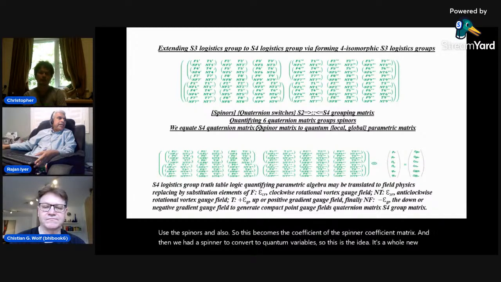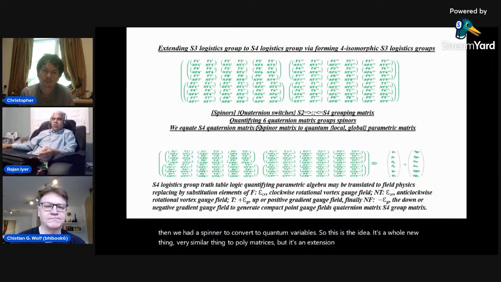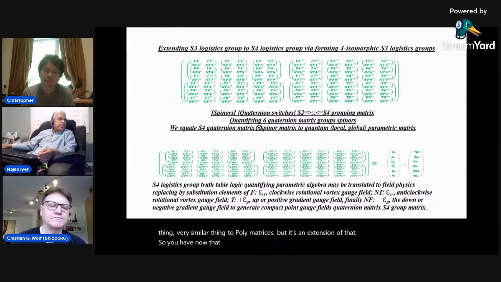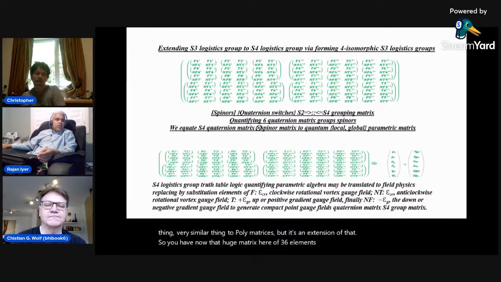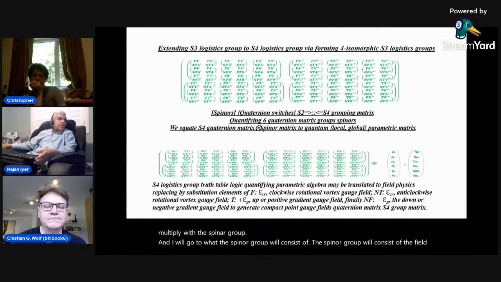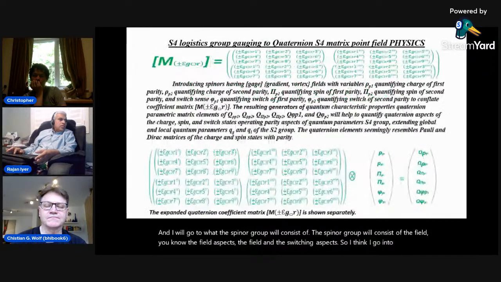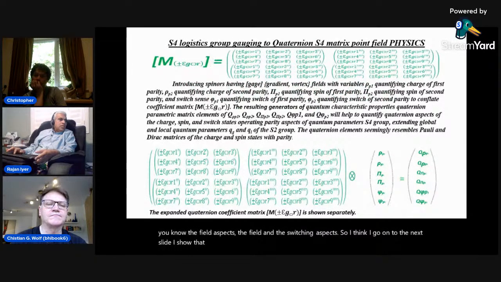It's a whole new thing, very similar to Pauli matrices, but it's an extension of that. So you now have the huge matrix of 36 elements, and then you vector multiply it with the spinor group. I will go to what the spinor group will consist of. The spinor group will consist of the field aspects and the switching aspects. So I think I go to the next slide. I show that, this S4 logistic group to point field physics.